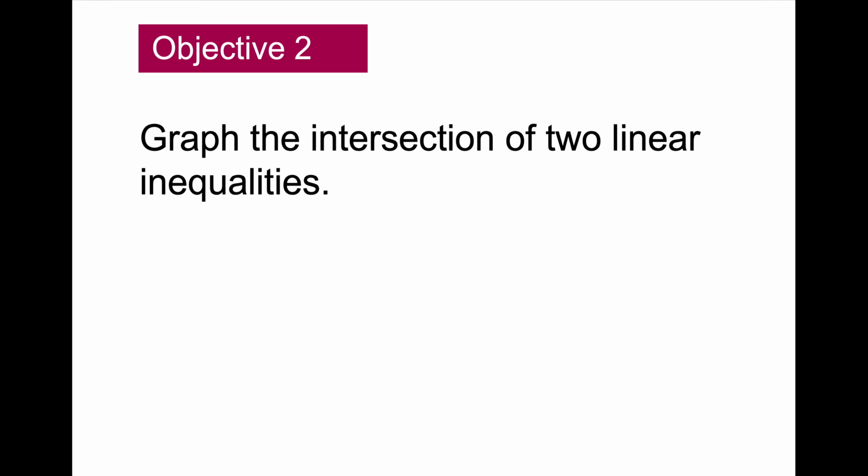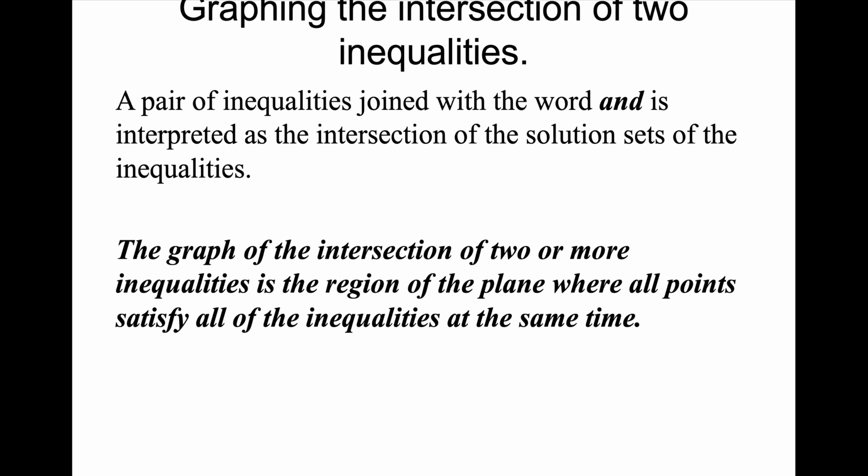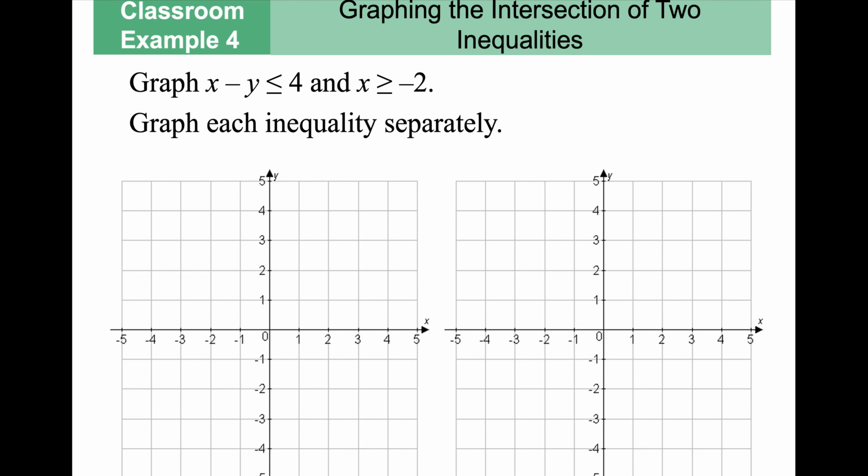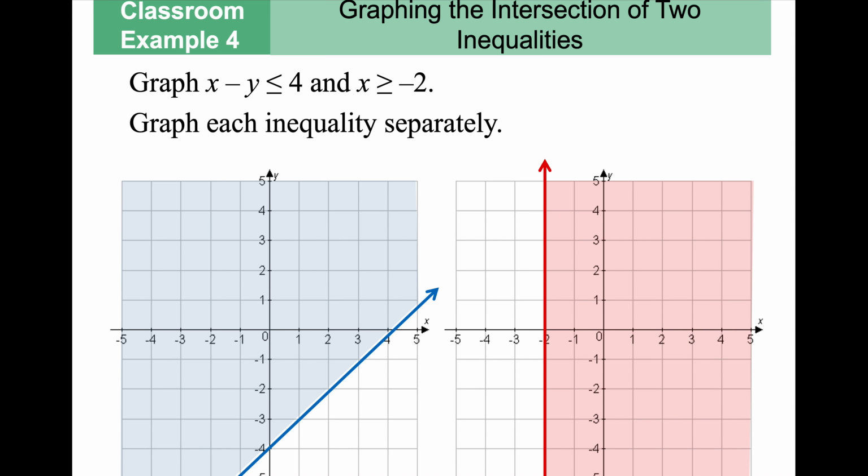Let's look at graphing the intersection of two linear inequalities. When I'm graphing the intersection of two things, the pair of inequalities is joined with the word and, and is interpreted where they overlap. So if I want to graph these two inequalities at the same time, the first thing I'm going to do is graph them separately, and that's just going to help you see how this works. So I'm going to graph both lines and choose their test points.